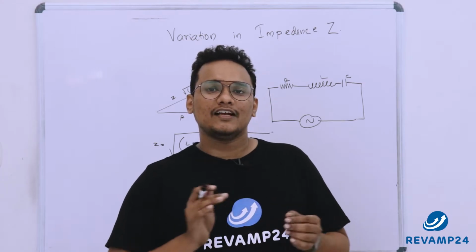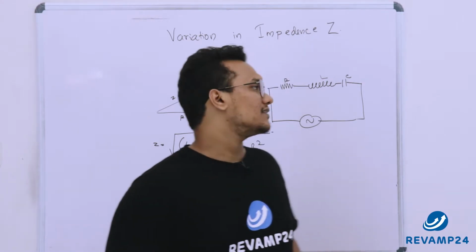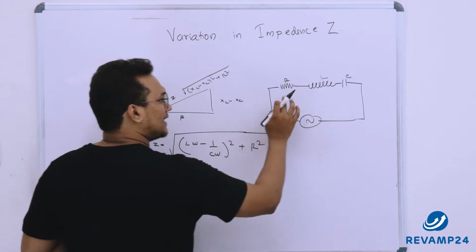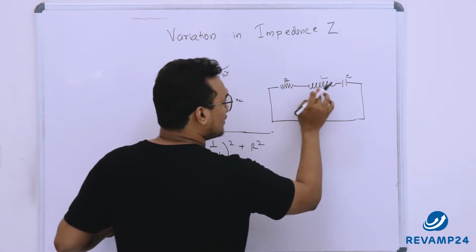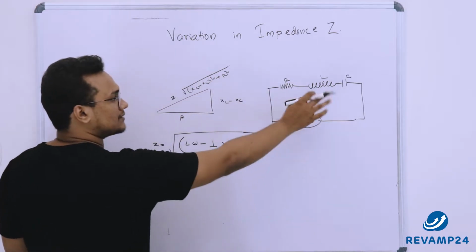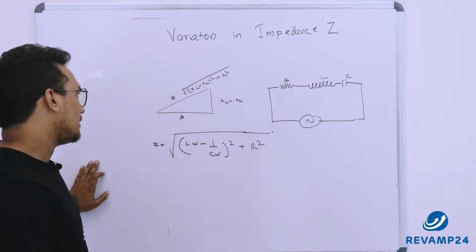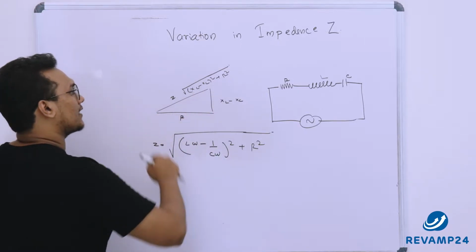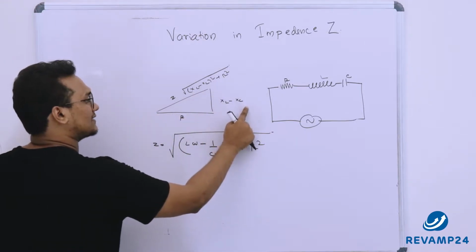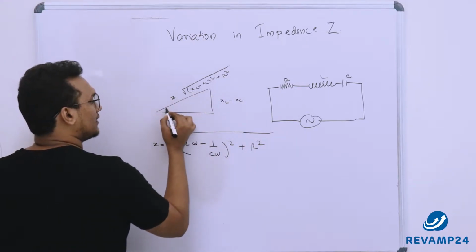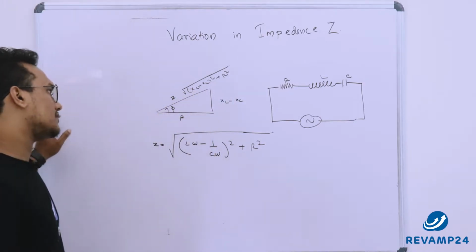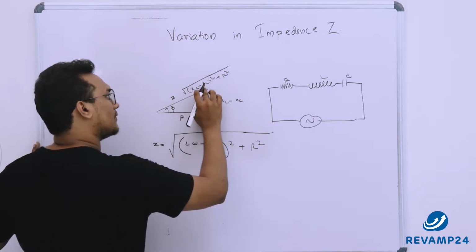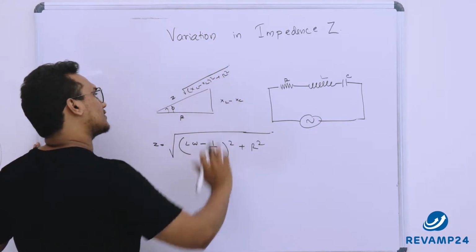In this video, I will explain the variation of impedance. Now we know an LCR circuit, a series circuit where L, C and R, these three elements are connected in series. And this is the impedance triangle where this is XL minus XC, this one is R, and here the angle is phi, and the hypotenuse is the impedance, and the value is root of (XL minus XC) the whole square plus R square.